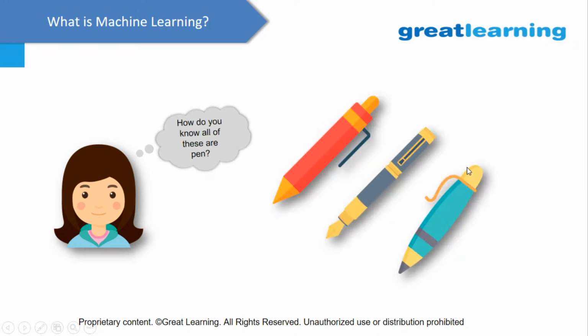Now, how do you know all of these are pens? When you immediately saw the picture, your brain immediately recognized that this is a pen. How is your brain able to do this? Well, this is how our brain functions. When you're very young, let's say in kindergarten, maybe you were told by your kindergarten teacher or your parents that this is how a pen looks, and your brain automatically registered the features of a pen. So your brain automatically understood how a pen looks.